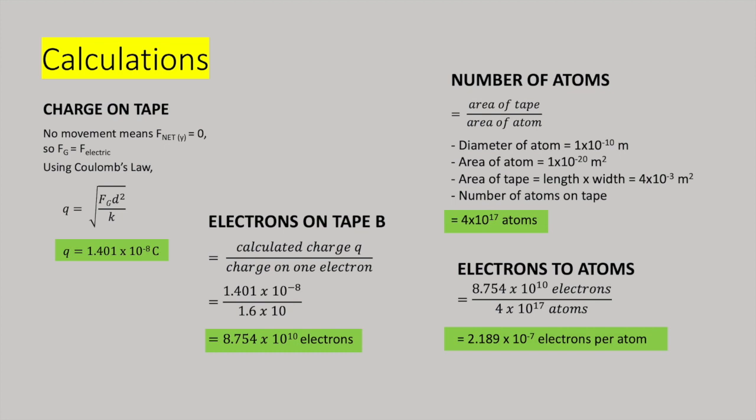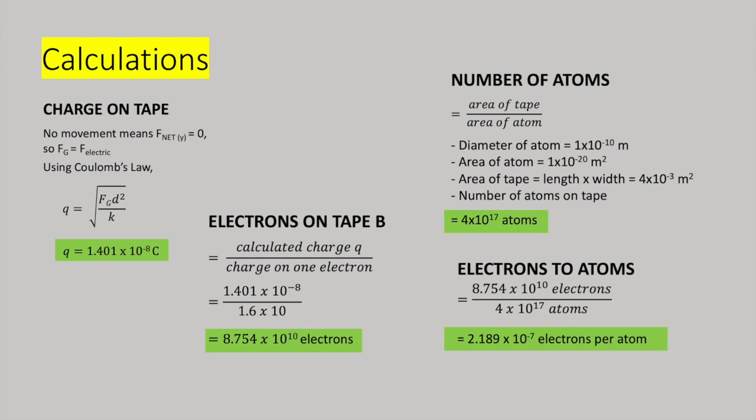To do this, I divided the charge I found in the previous step by the charge on a single electron. This equaled 8.754 times 10 to the 10 electrons. Next, I calculated the number of atoms on the tape by dividing the area of the tape by the area of the atom. To calculate the area of the tape, I multiplied the length of 0.2 meters by the width of 0.02 meters. I then found the area of the atom by using the diameter. These calculations led me to find 4 times 10 to the 7th atoms on the tape.